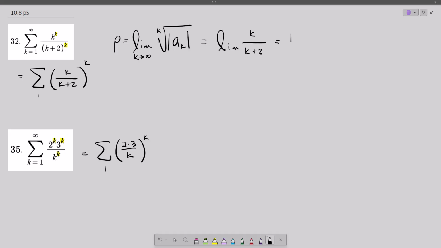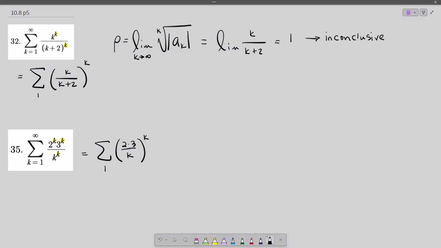This is inconclusive. So this is like the divergence test. You know, when you have a limit of 0, it's inconclusive. You have to do more work. Whenever you get an inconclusive, you have to do more work. And here's where it's going to get interesting.